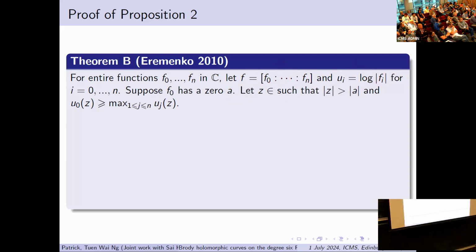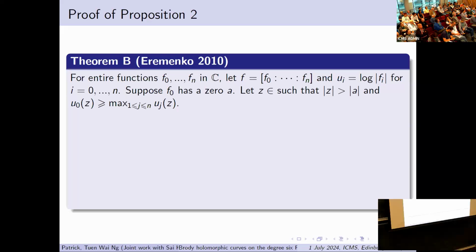And then we let any complex number z be inside C, so that the absolute value of this complex number is greater than the absolute value of a. At the same time, when you compare u_0, which is log of f_0, suppose this number is greater than the maximum of the logs of the other coordinate functions. So in other words, this maximum evaluated at this point is bounded above by u_0.